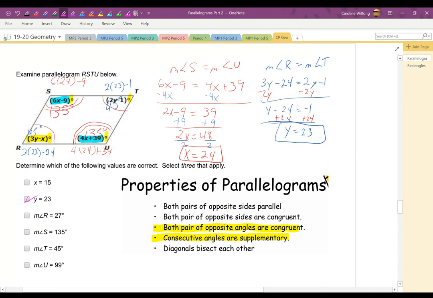Measure of angle S, they say, is 135. That is true, so I'm going to check that. And the measure of angle T we figured out was also 45 degrees, so we're going to check that. And when we figured out the measure of angle U, it was not 99 degrees, so I do not want to check that. I hope that helps.